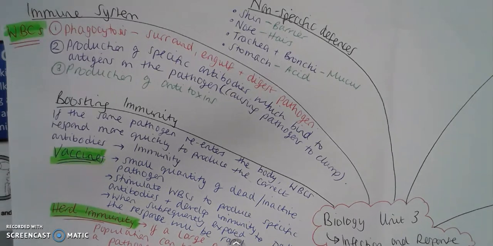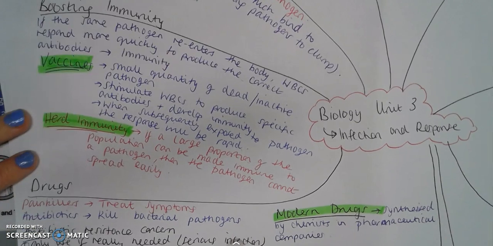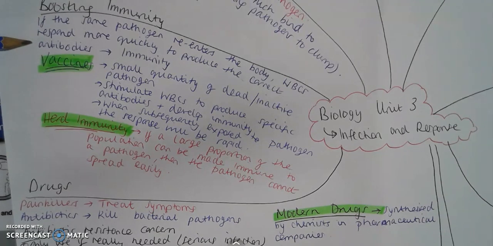Ways of boosting immunity then, so this is thinking about vaccines typically. If the same pathogen re-enters the body, the white blood cells will respond more quickly to produce the correct antibodies, and this is what we're thinking about in terms of people developing immunity. So this happens even without vaccines. Say you just happen to get the same infection twice, the second time it shouldn't in theory be as bad because you already have the ability to produce the correct antibodies.